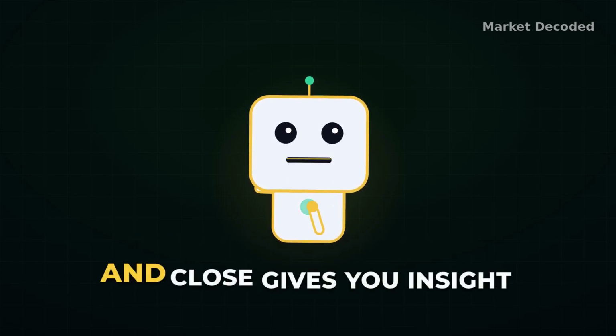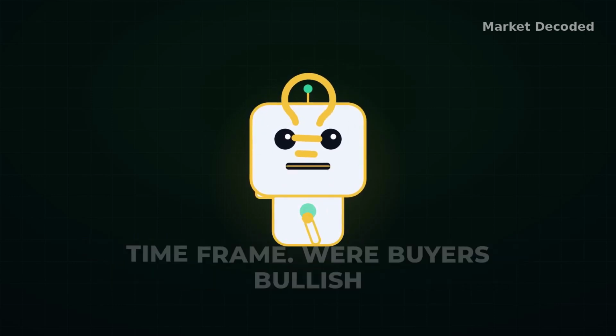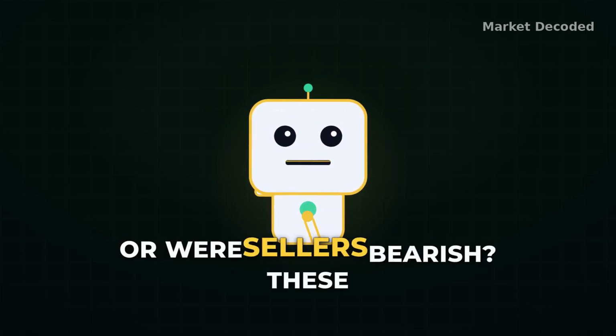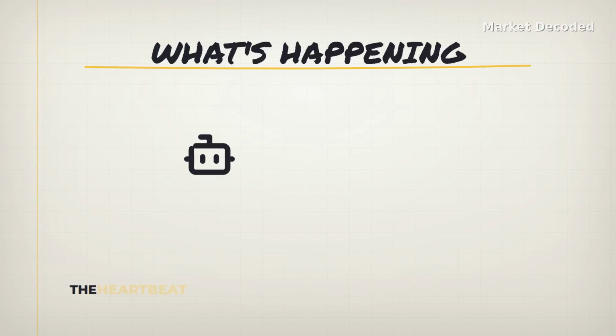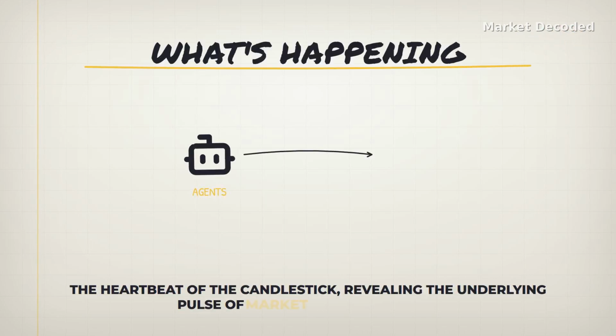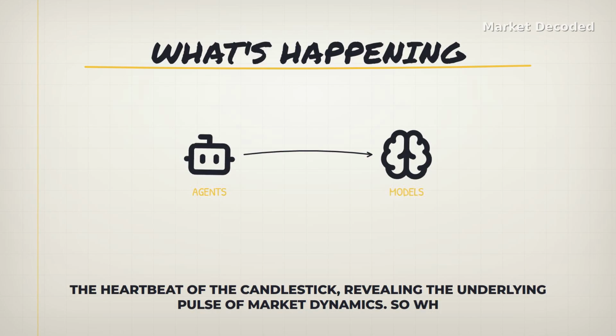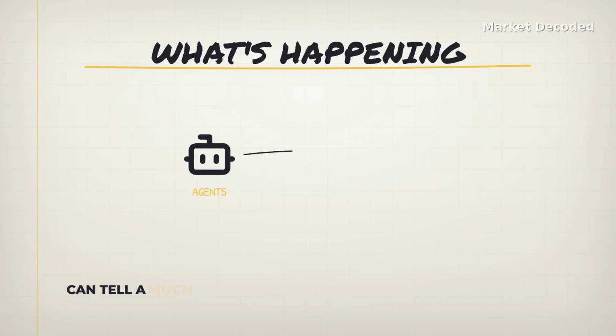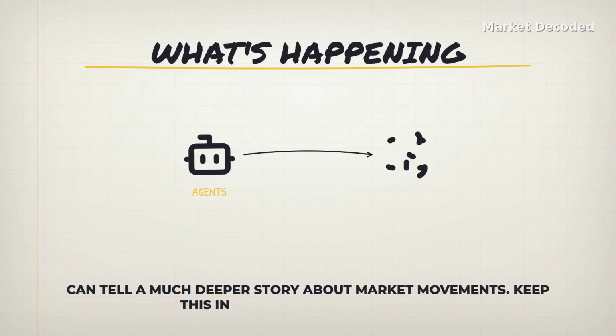Understanding the open and close gives you insight into market sentiment during that time frame. Were buyers bullish or were sellers bearish? These two prices are like the heartbeat of the candlestick, revealing the underlying pulse of market dynamics. So when you look at a candlestick, remember that the open and close are your indicators of who's in charge, and they can tell a much deeper story about market movements. Keep this in mind as we explore more about candlestick patterns and what they reveal.